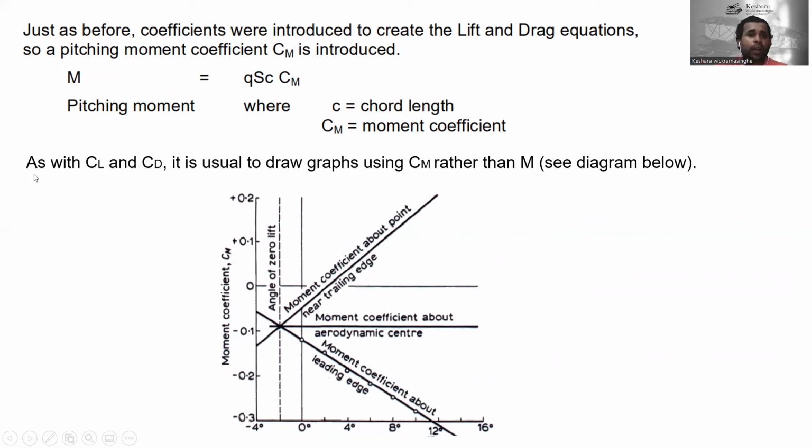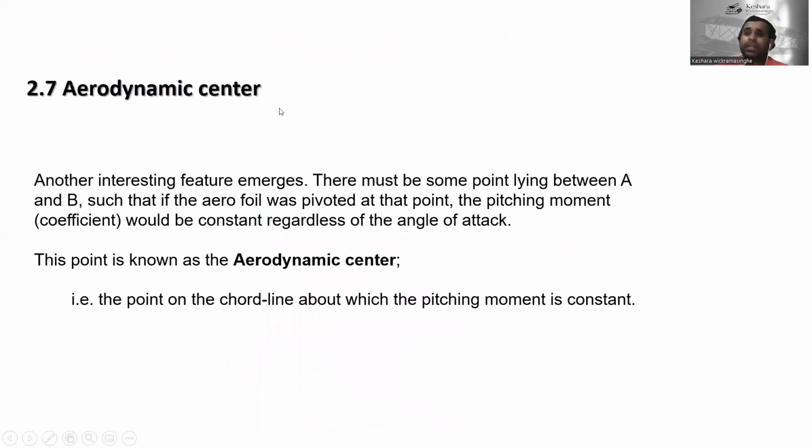As with lift coefficient and drag coefficient, it is usual to draw graphs using the Cm rather than M. You can see the diagram below. This is the moment coefficient Cm. You can see this is the graph. Moment coefficient is about the leading edge, this is the moment coefficient about a point near the trailing edge, and this is the moment coefficient about the aerodynamic center.